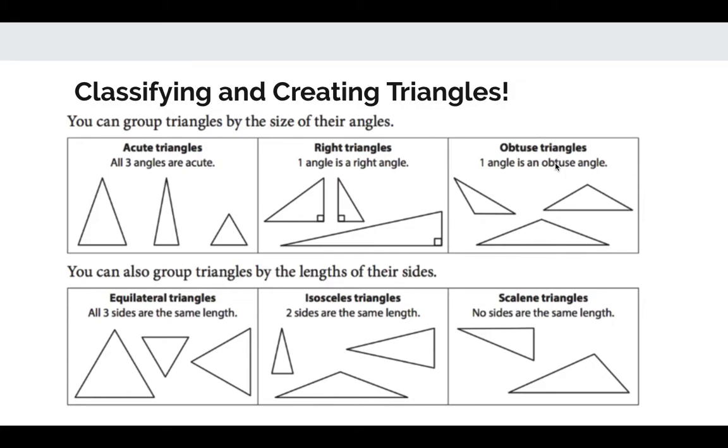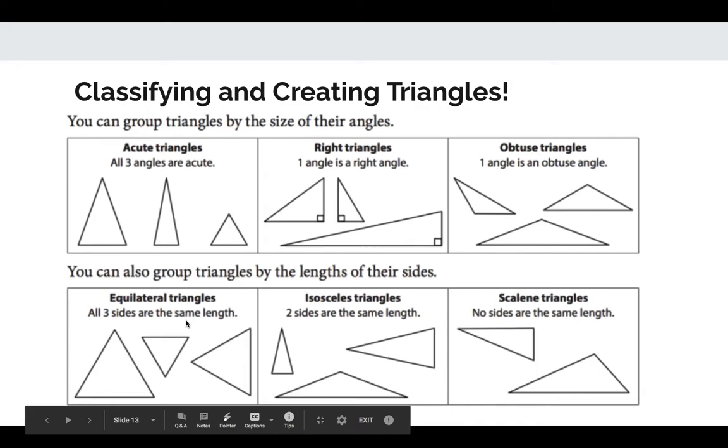Same thing for our obtuse triangles. With our obtuse triangles, there is only one angle that is obtuse. The word obtuse means that our angle is more than 90 degrees. The next way we can classify triangles is through their sides. So there are three different ways we can classify them by sides. That's through equilateral, isosceles, and scalene.